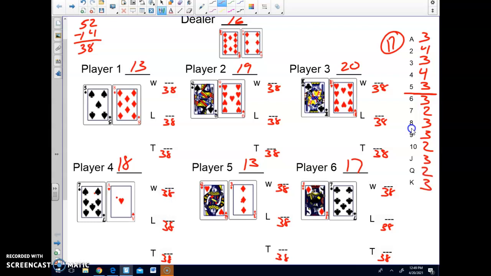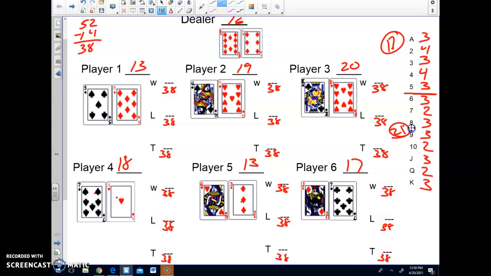Then I add this up. 3 and 2 is 5, 5 and 3 is 8, 8 and 3 is 11, 11 and 2 is 13, 13 and 3 is 16, and 2 is 18, 18 and 3 is 21. And these two numbers should add up to 38. And now I get into solving my problem.